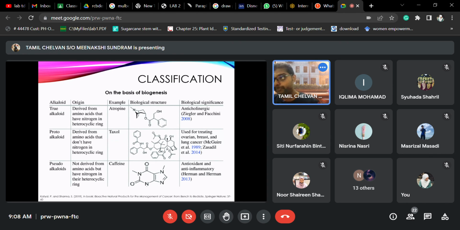And then protoalkaloids are derived from amino acids that don't have nitrogen in a heterocyclic ring.